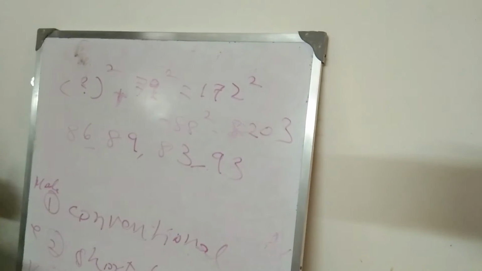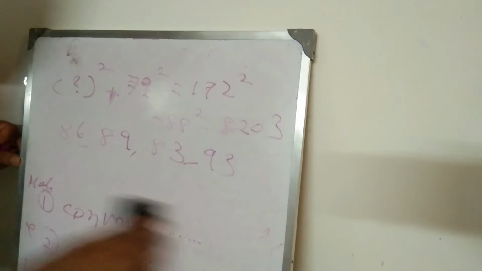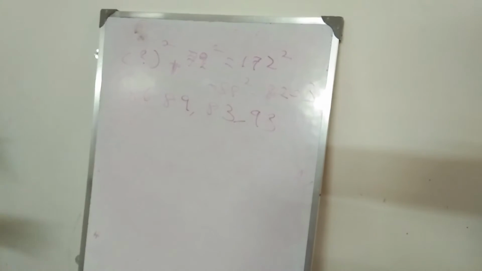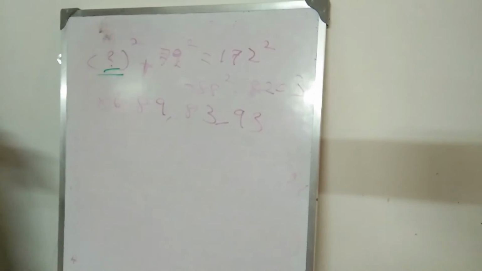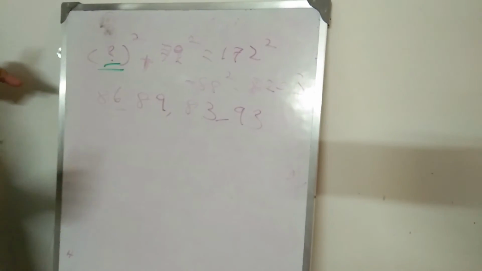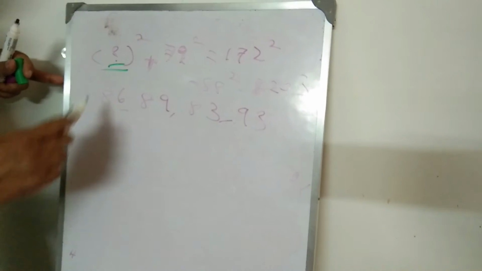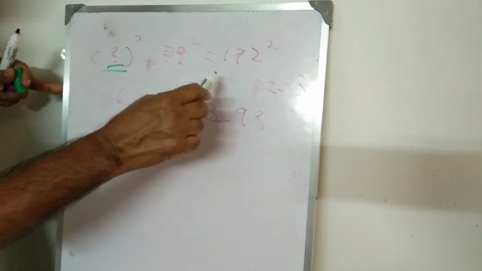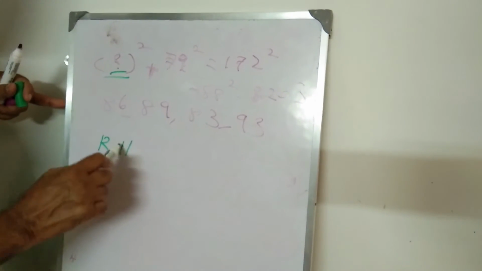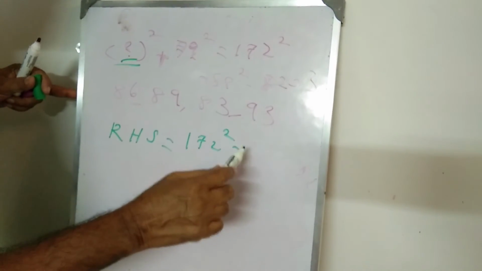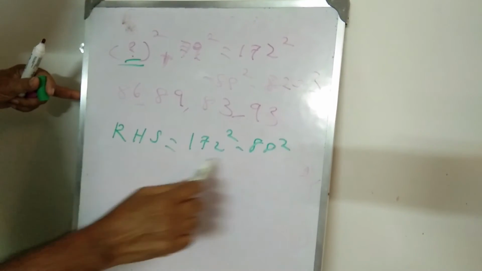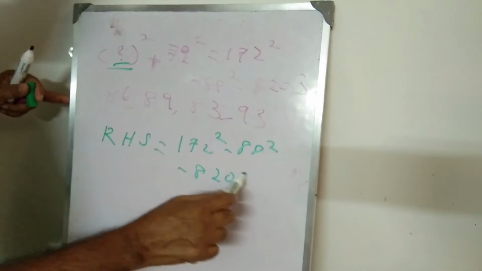Okay friends, please listen carefully, it is very easy to solve. The questions where we have to fill in the blank, we have to choose from 86, 89, 83, 93. 79 is there, let it be. First we will see the right hand side, RHS. I am simply writing it, you need not write it on paper. You simply have to see it by heart.